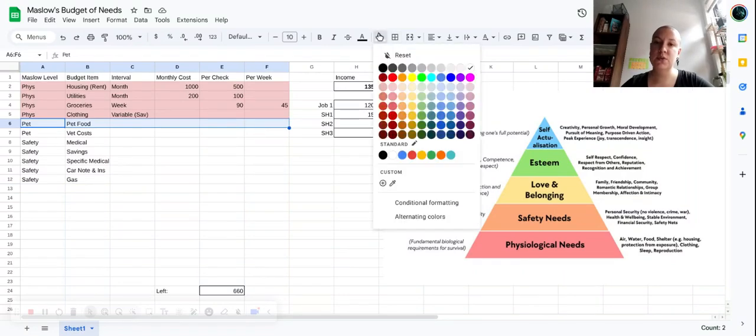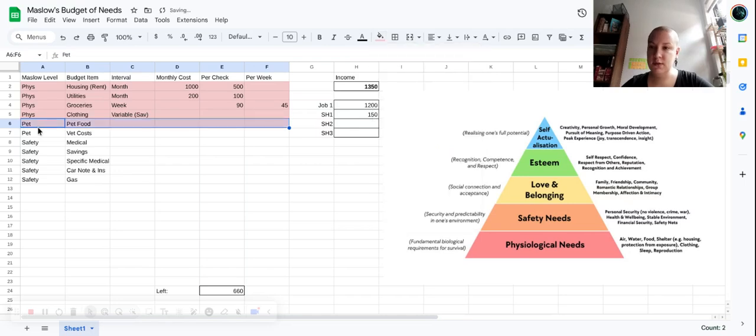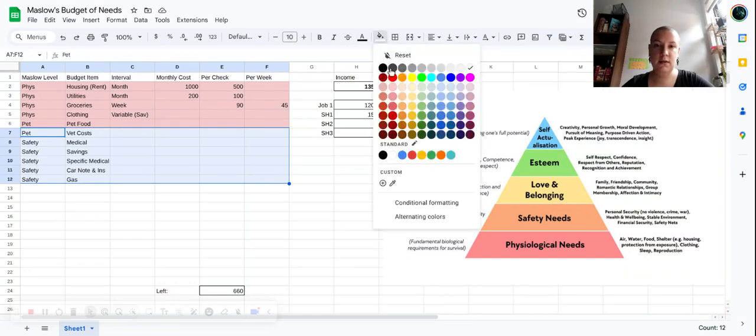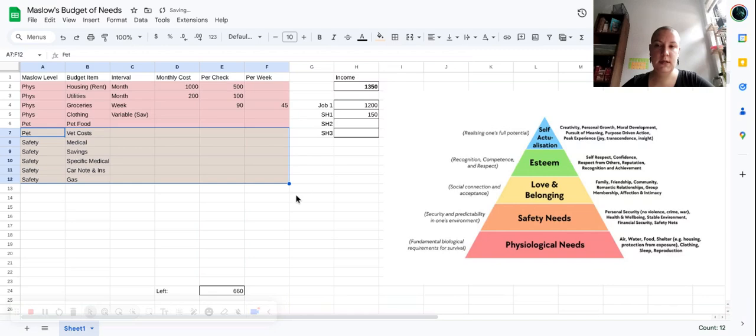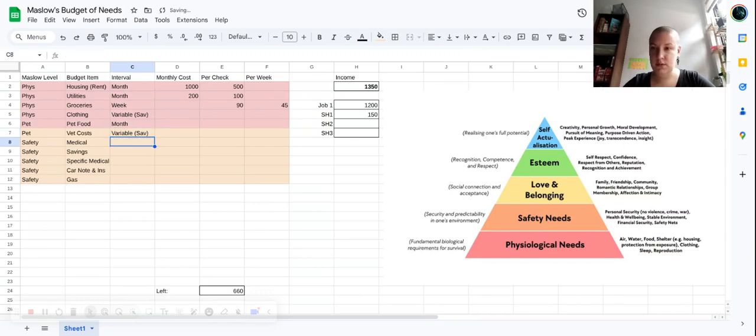So, okay. Technically speaking, your pet's food goes up here, and then vet costs would go down here with safety. Okay. I personally buy pet food usually once a month. Vet costs is a variable, you save for that. Medical, that's a variable. Savings, that's just a savings category.